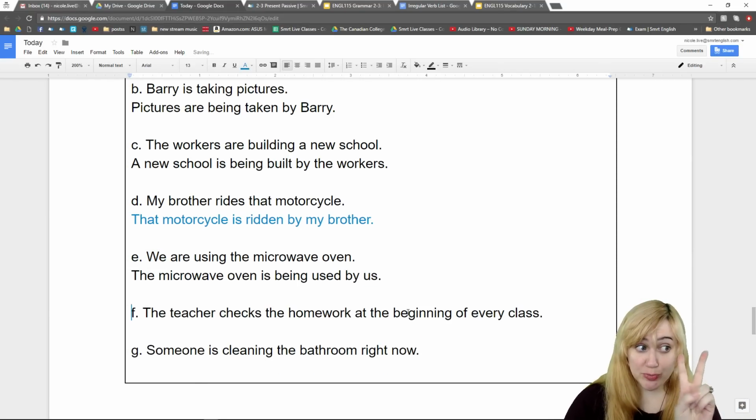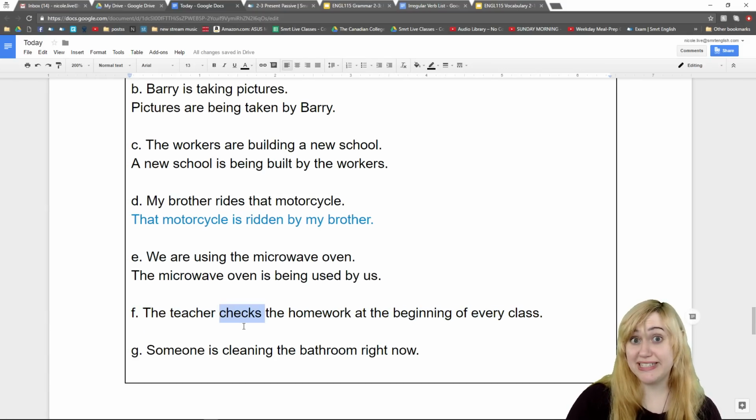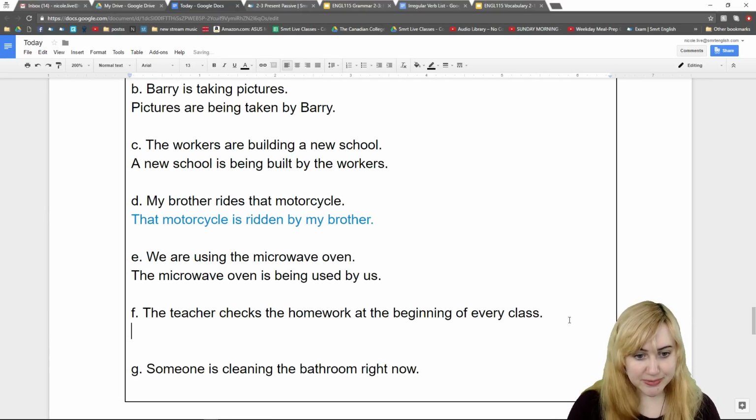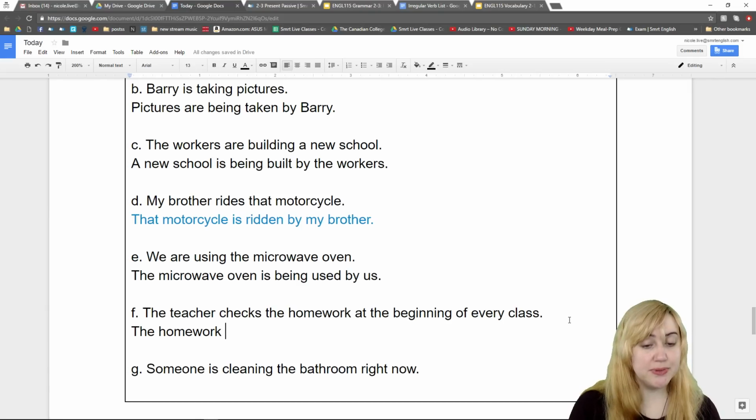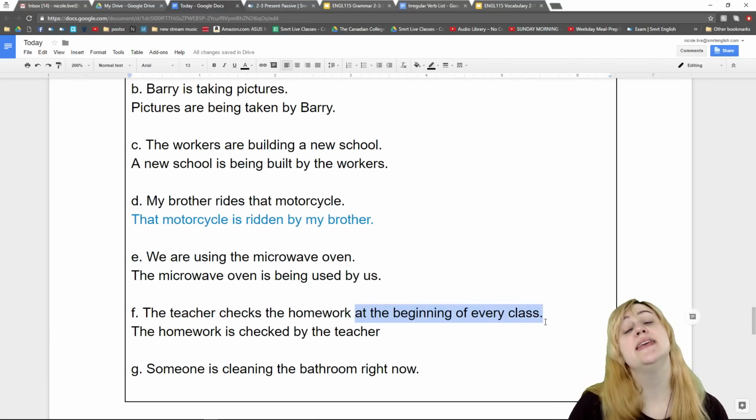All right, we just have 2 more. We have letter F. Letter F says the teacher checks the homework at the beginning of every class. So checks, this is present simple. So for present simple, we're going to say the homework. And then homework is singular, so we're going to say is. The homework is checked by the teacher.